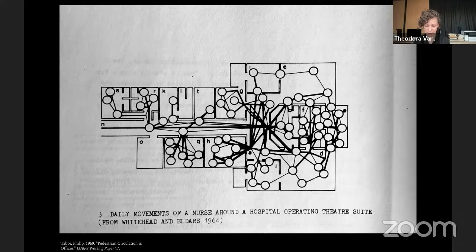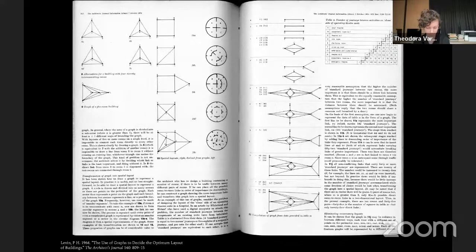Although crucial for the translation of the string diagram data and the algorithmic automation of the systematic layout process, the graph remained hidden in the Whitehead and Elders algorithm. This hiding also engendered dispute. In October 1964, Peter Levin, a researcher working in collaboration with the Building Research Board, published an article in the Architects Journal claiming that optimum layouts in buildings such as hospitals could be achieved, quote, "without resorting at all to a computer and with the aid of only a paper and pencil," end quote.